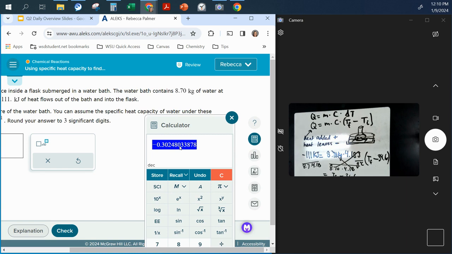So I'm going to take this, and that's negative. I'm going to divide, or not divide, I'm going to add my 36 to both sides. And that's going to tell me my final temperature. Plus 36.6. Okay, did my temperature go down? Did I do it right?